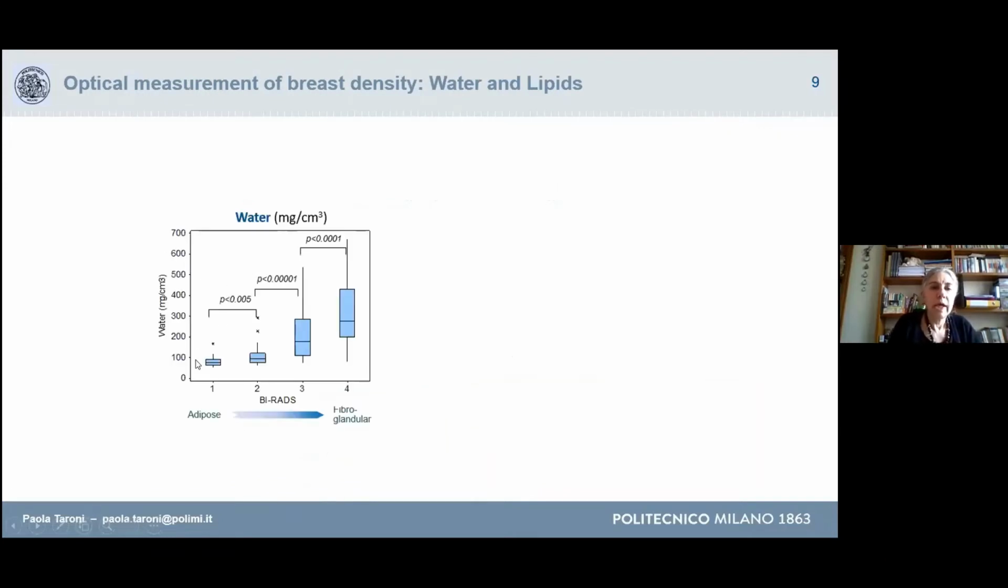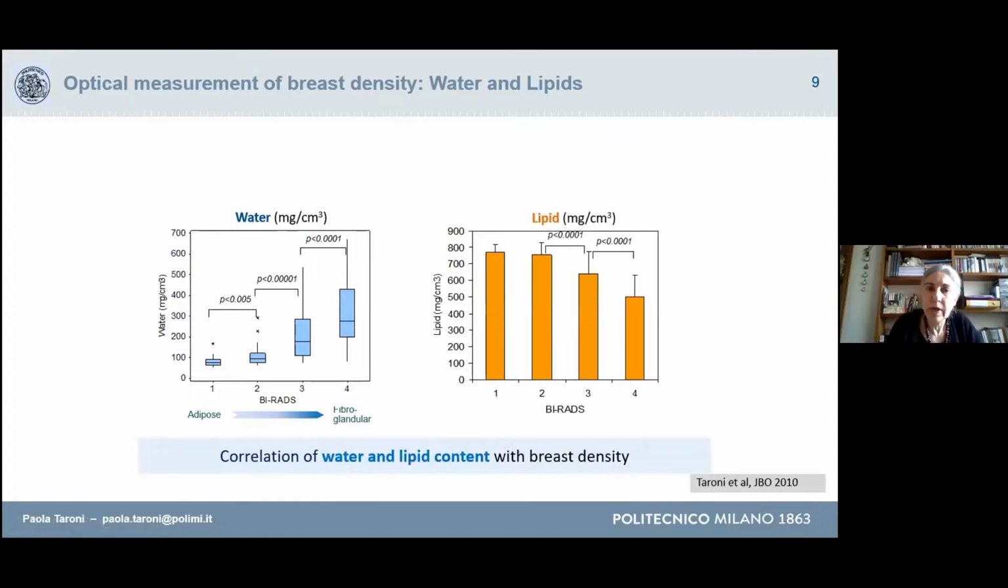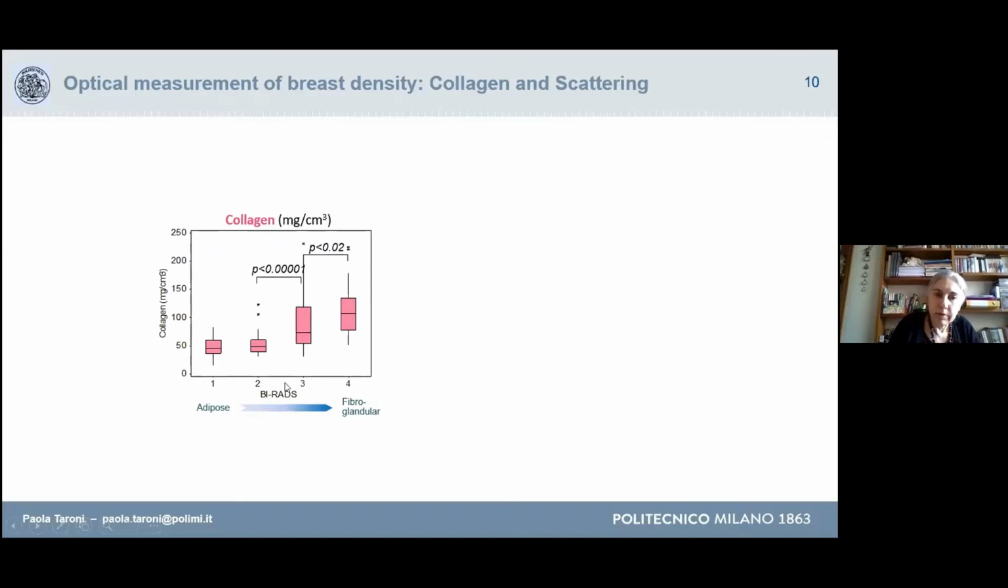Here, on the x-axis, we have the increase in density, so increase in cancer risk, and on the y-axis, the concentration of the tissue constituent that we measure, water in this case. We see that for increase in breast density, we measure a significant increase in the water content, as expected based on the increasing amount of fibroglandular tissue, and this obviously corresponds to a progressively decreasing amount of lipid tissue. Upon increasing breast density, the collagen obviously also increases.